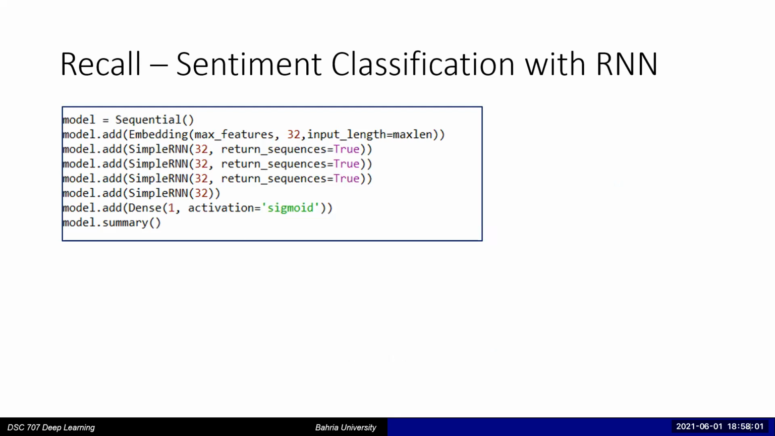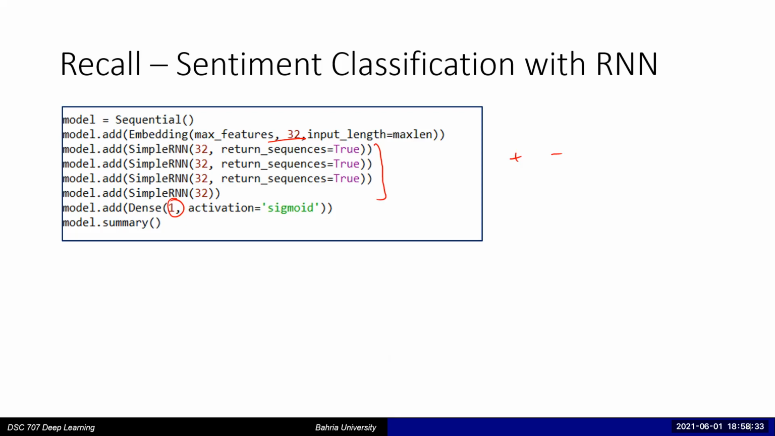So if you remember, this is something we already did: if you want to solve this problem with a simple RNN, first you create a model, you have an embedding layer, and then you have multiple layers of simple RNN. Simple RNN means no LSTM, just the basic RNN. And finally, this is your output layer. One neuron. Why one neuron? Because of the sigmoid activation function, because we only have 2 classes, whether the review is positive or negative.